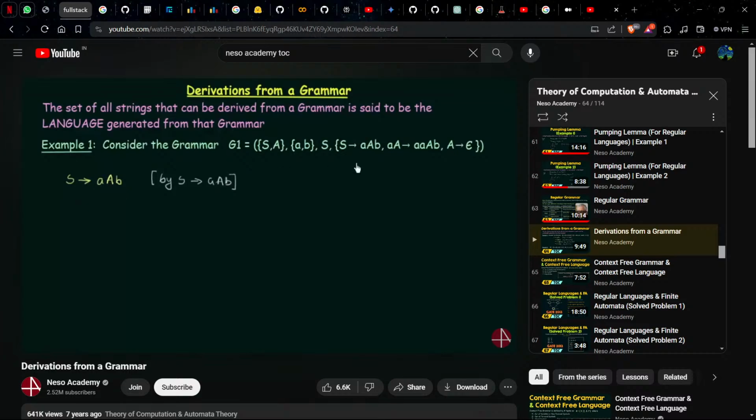We have aAb here, and now we have one production rule which says A gives aAb. So this A over here can be expanded and written as a, aAb, b, and I have this b remaining over here. This is by the production rule A gives aAb.